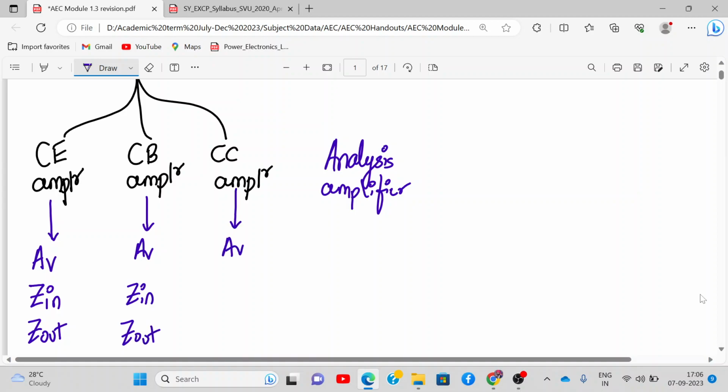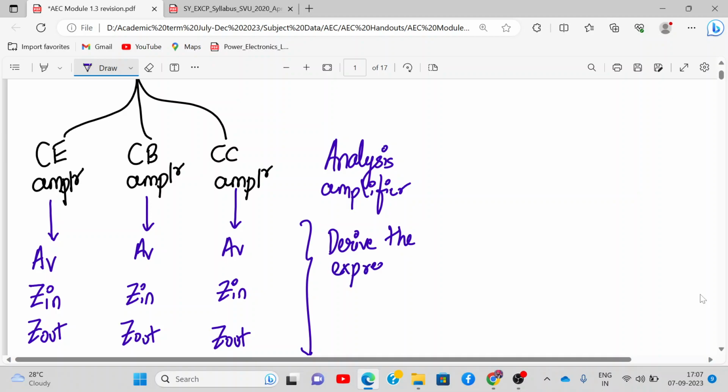Again, voltage gain, Z in, Z out. Now this is the derivation part, so there will be derivations for expressions. You have to derive the expression of the small signal voltage gain AV, Z in or Z out. It can be asked for any of the amplifiers: common emitter, common base and common collector. The second part is that you will have numericals.